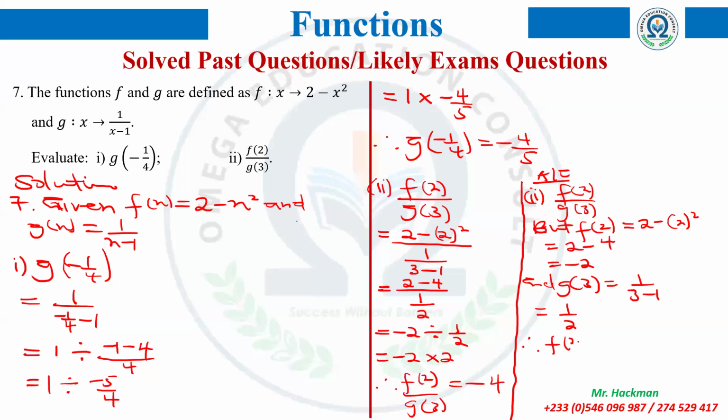So f of 2 over g of 3 will be equal to, then I come and substitute. f of 2 gave me minus 2 over g of 3 gave me 1 over 2. So at this point, you know what to do. If you like, you can use your calculator and you end up getting minus 4.